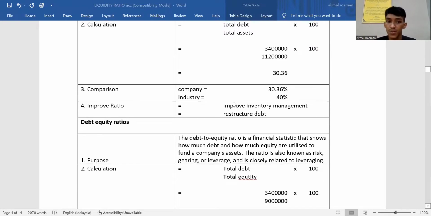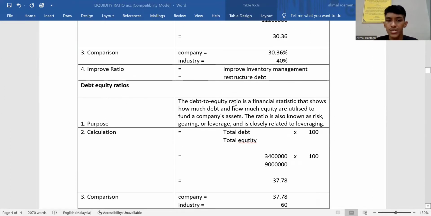Moving on to the debt equity ratio. Debt equity ratio purpose. The debt to equity ratio is a financial statistic that shows how much debt and how much equity are utilized to fund a company's assets. The ratio is also known as risk, gearing, or leverage, and is closely related to leveraging. Next is calculations. Total debts divided by total equity times 100.